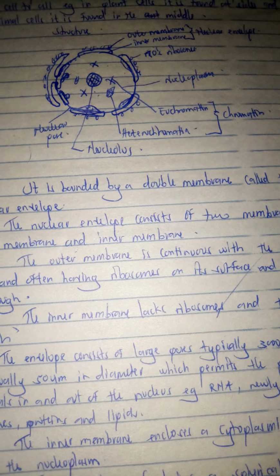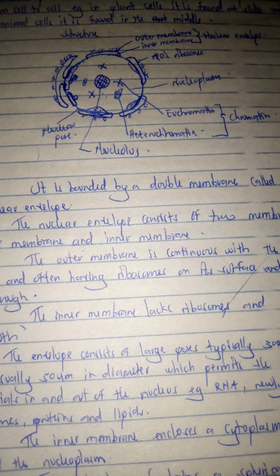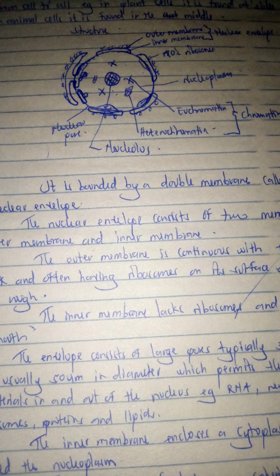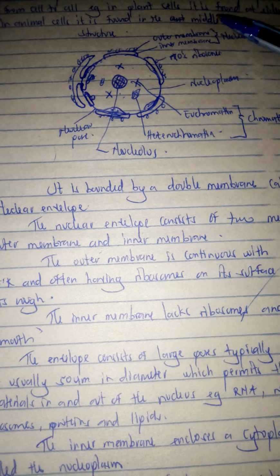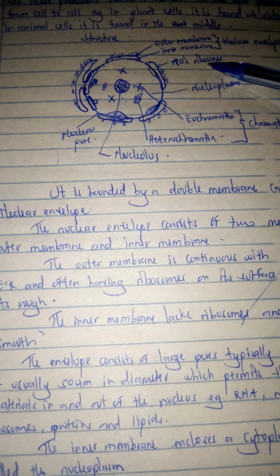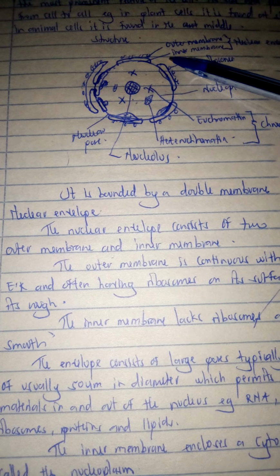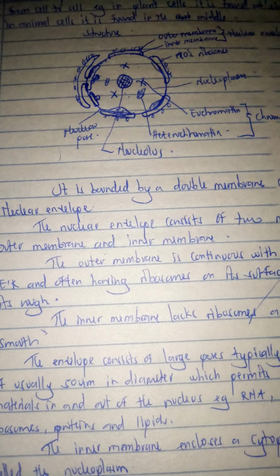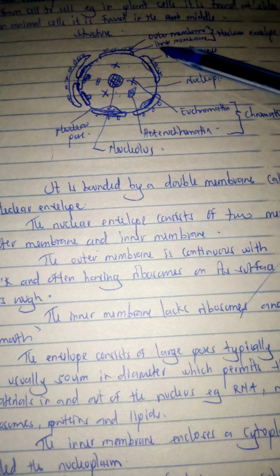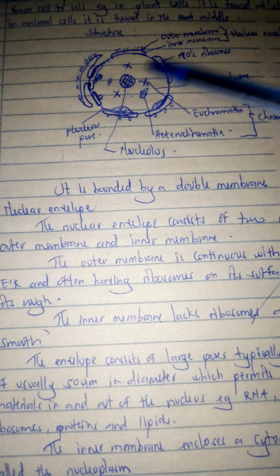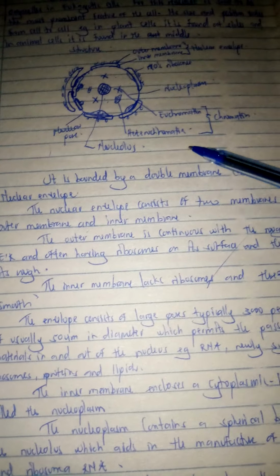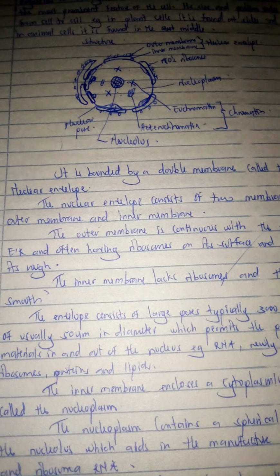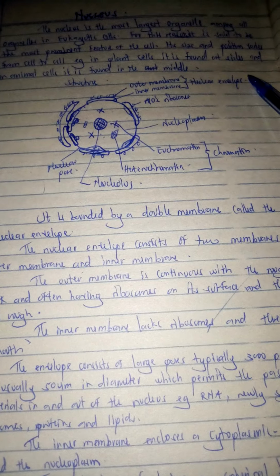Now we're going to describe the structure of the nucleus. From my simple structure here, my drawing, it's always good when you're describing these structures, for all cell organelles, to start from outside going inside. This is the simple structure of the nucleus, and we're going to describe it from outside inside. So it's bounded by a double membrane called the nuclear envelope. As you can see, this is the nuclear envelope.